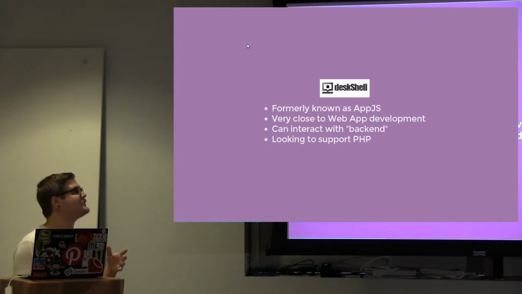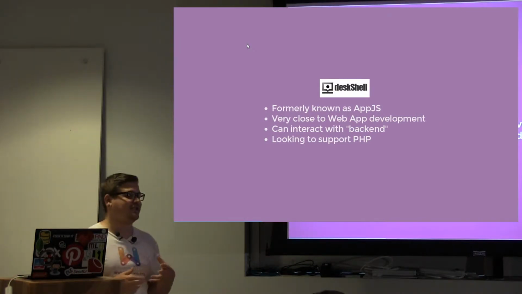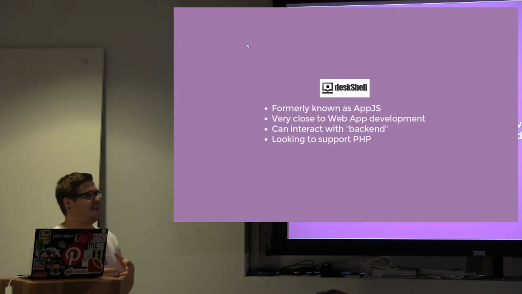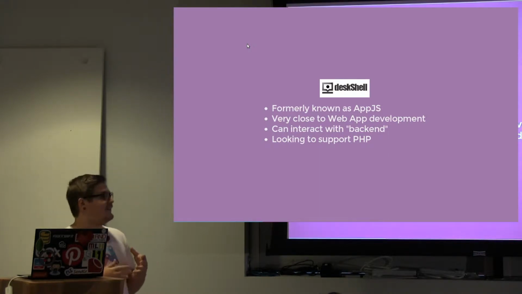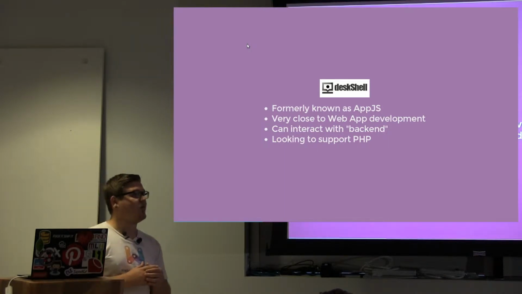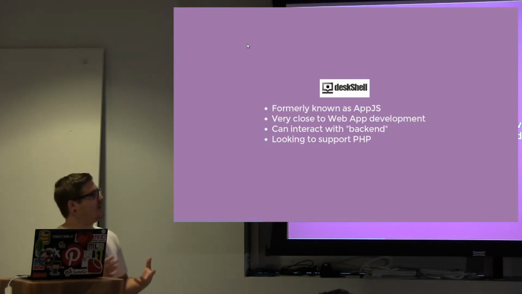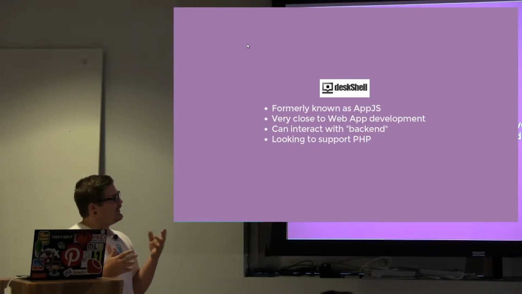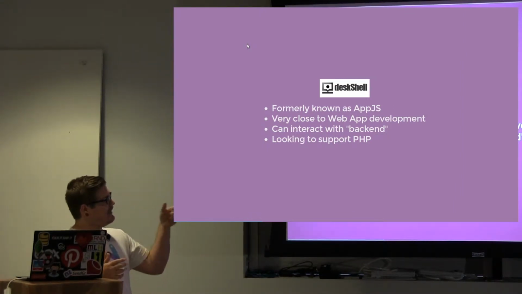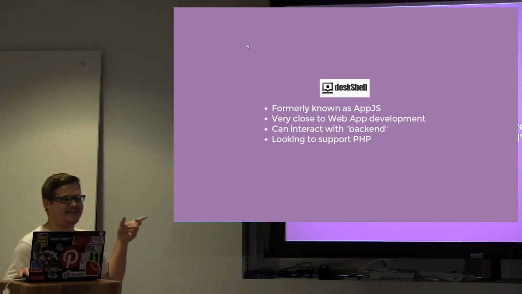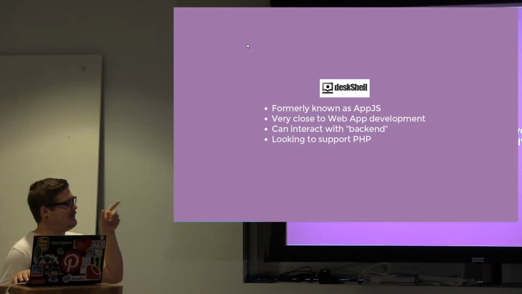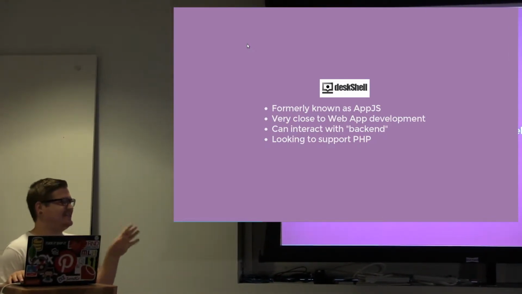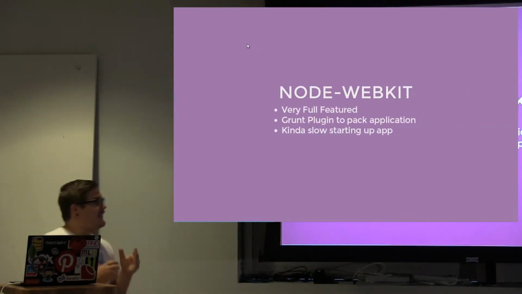So the first one I'm going to talk about is JS.LA. Now JS.LA has been around for a while. It's not that actively developed, but it is very close to a web app. You essentially are running a web app that interacts with the backend, and it used to be called app.js, and I think they changed the name because they're looking to support PHP. I don't know if that's considered a bad thing about this type of app.